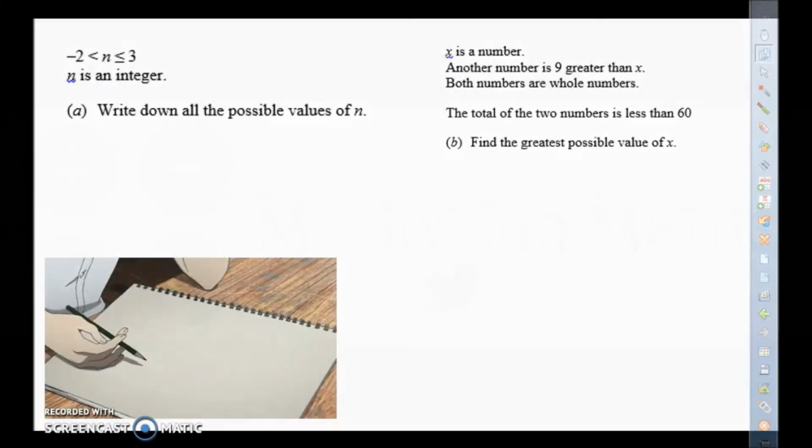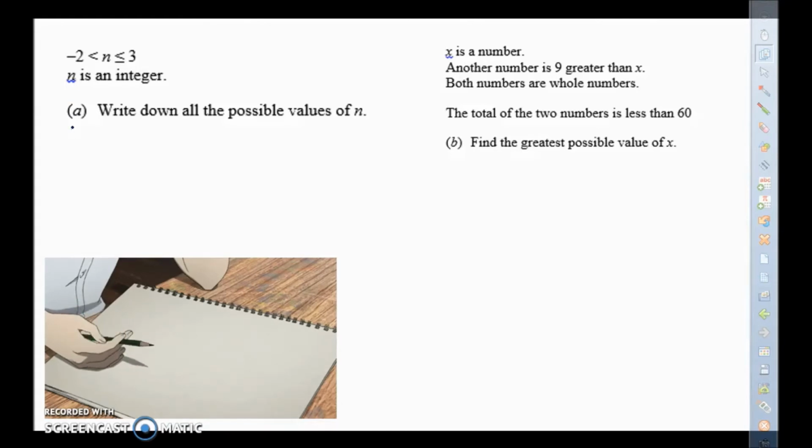Okay guys, right, paper 3. One of the first questions is to do with some inequalities. This is part A over here, and also we've got part B on the right hand side. So I'll split the question up to give us a bit of room to work.